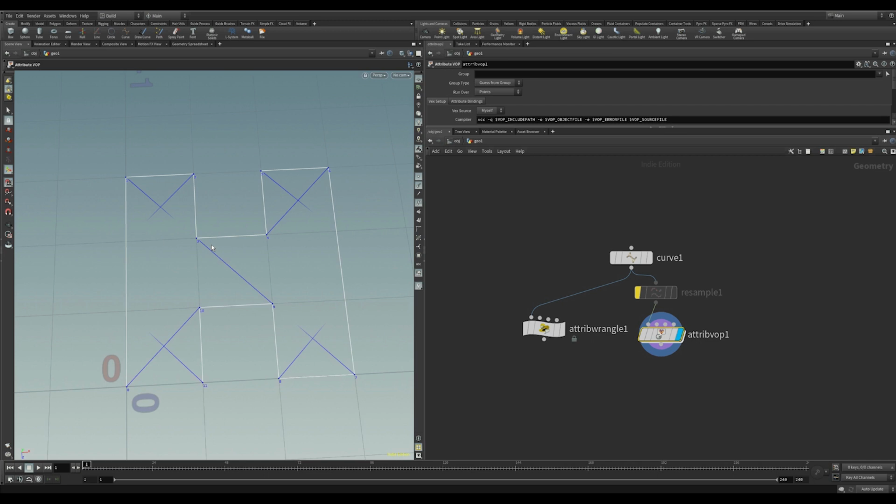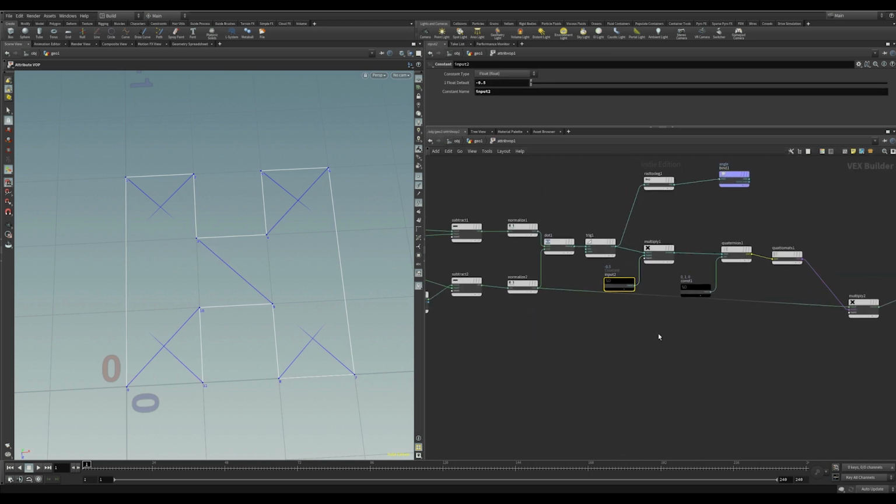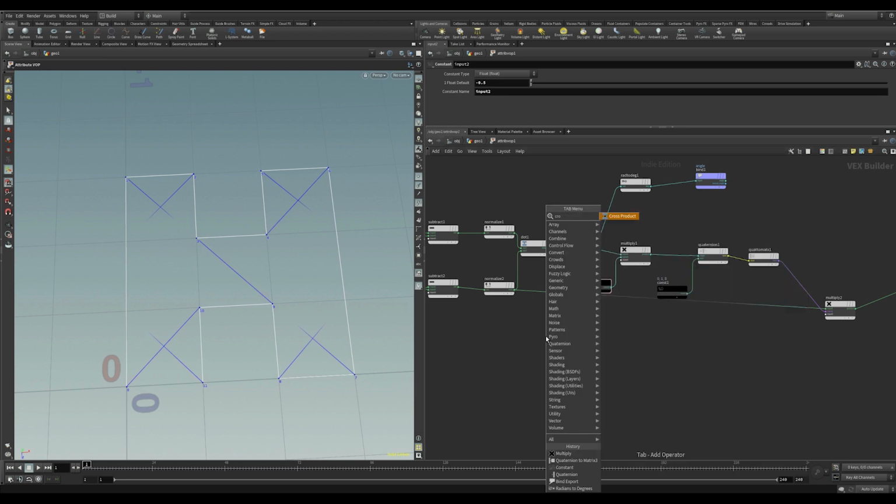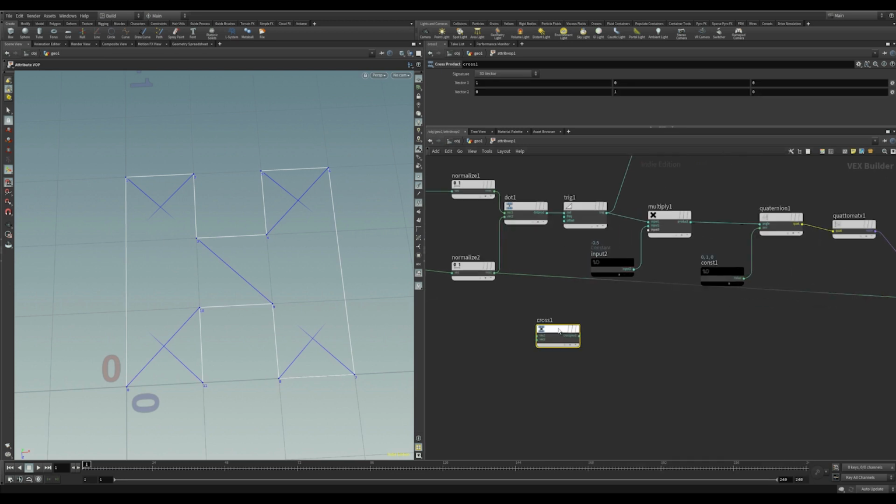So how do we do it? Well, one way is applying another little math solution, that's getting the cross product. We're going to use the same vectors we created here and apply the cross product. So we just plug the same vectors.